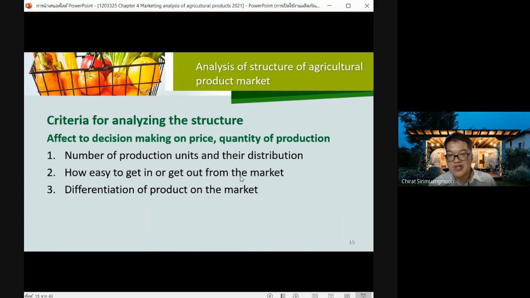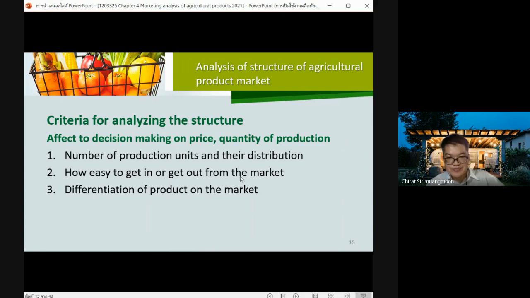But if it's very hard to get in, you create a very strong organization or a very strong system. So you need to do a lot to get into the market this way. So this is how easy it is to get in or get out of the market.